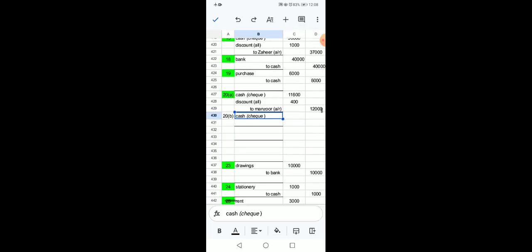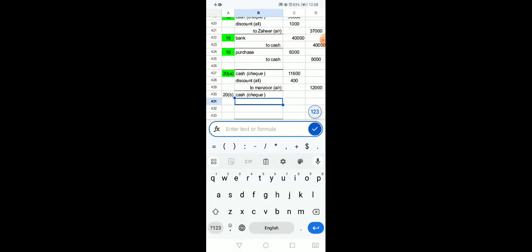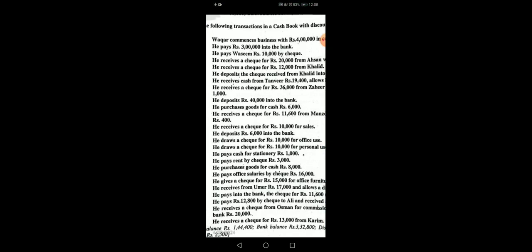Actually you have received the check. Why are we writing cash? Because the check is not being deposited into the bank. For the time being we have used the word cash temporarily in place of check. From whom have you received this check?